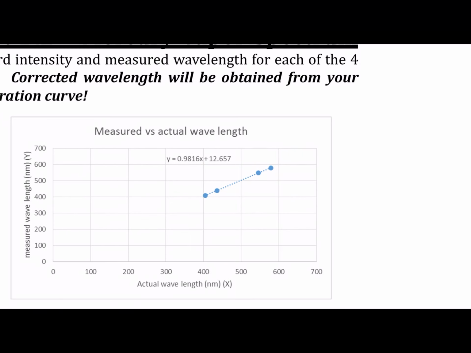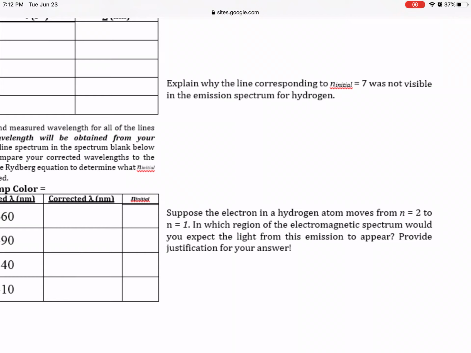Okay, that's this part over here. Go back. And then it says, suppose the electron in a hydrogen atom moves from n equals 2 to n equals 1. In which region of the electromagnetic spectrum would you expect the light from this emission to appear? Provide justification for your answer. Now for this one, n equals 1. So let's look at where an electron emits when going to n equals 1.